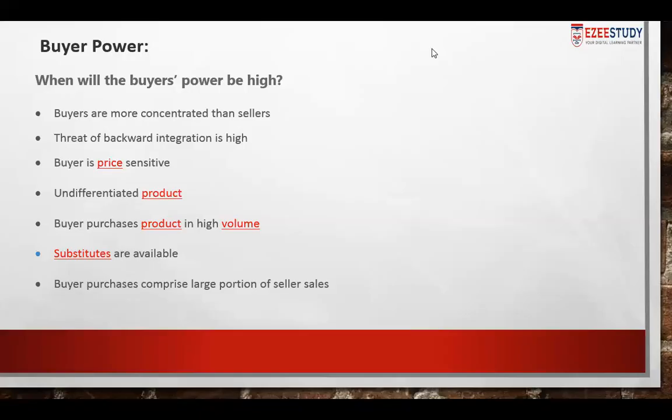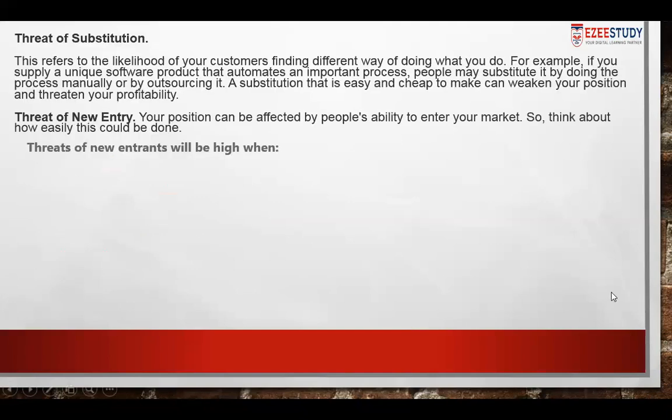So now let's move towards the next factor, and this is the threat of substitution.